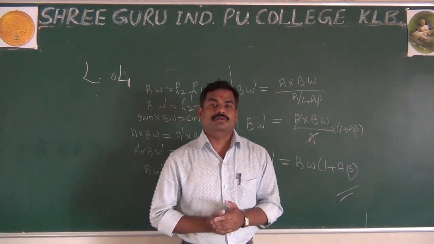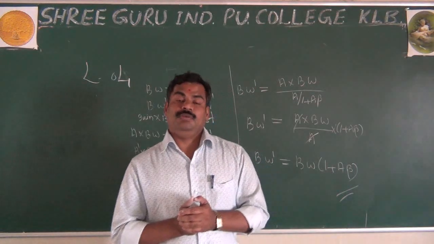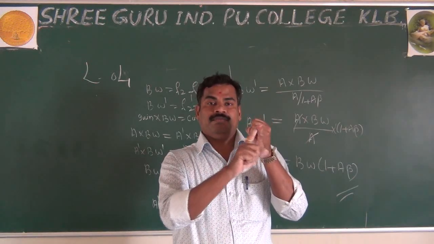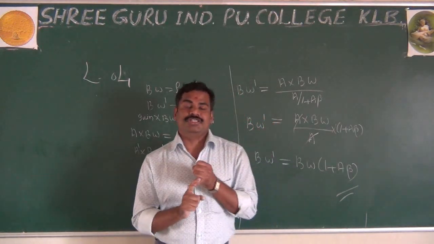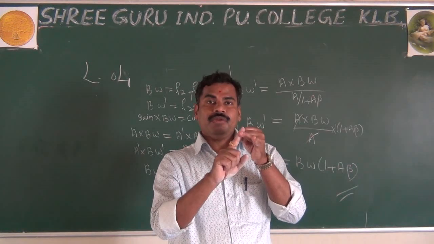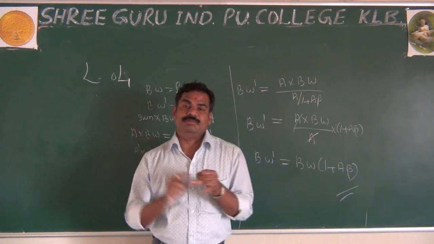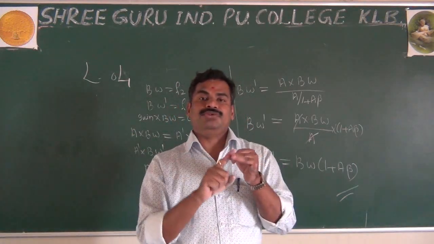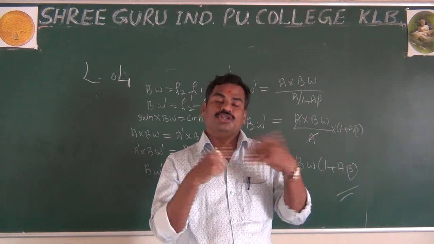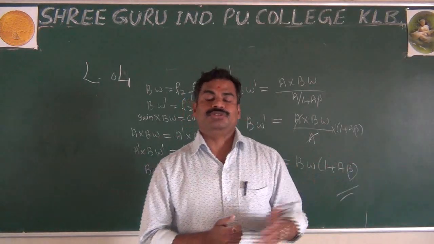Overall, what is the conclusion? If you use negative feedback in amplifiers, we can make the gain stable. That you have done in the previous class, how the gain is stable if you use negative feedback. Second, today I have shown that you can increase the input impedance, that is 1 plus A beta times. Third, you can reduce the output impedance, that is 1 plus A beta times. And finally, we can increase the bandwidth, also 1 plus A beta times.